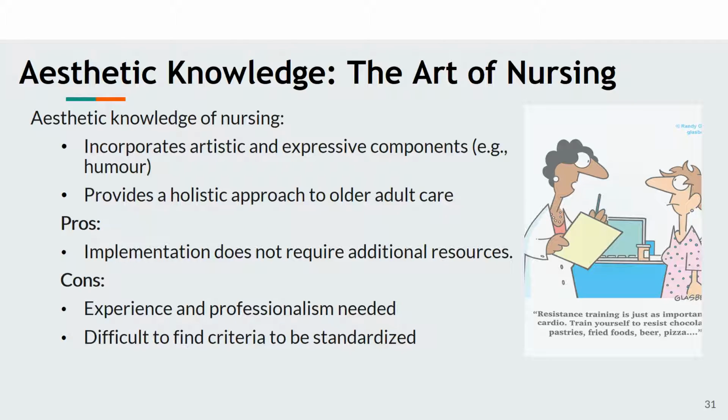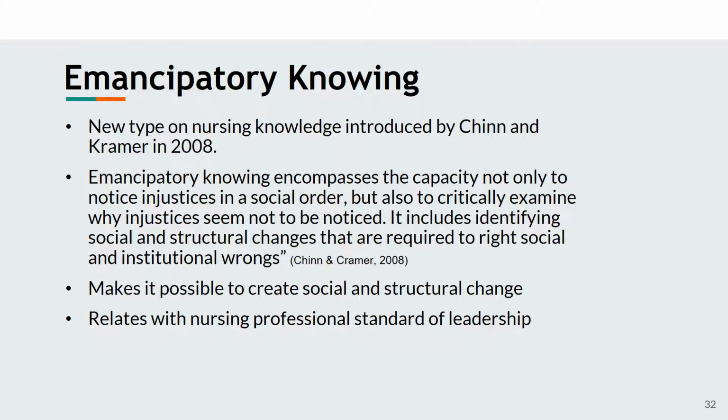in that area. In addition to the other four ways of knowing, a new type of knowledge was introduced, and it was known as emancipatory knowing. This is the capacity not only to notice injustices in a social order, but also to critically examine why injustices seem not to be noticed, and to identify social and structural changes that are required to right social and institutional wrongs.